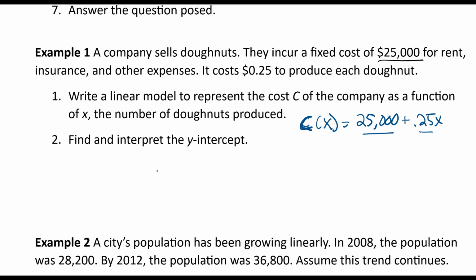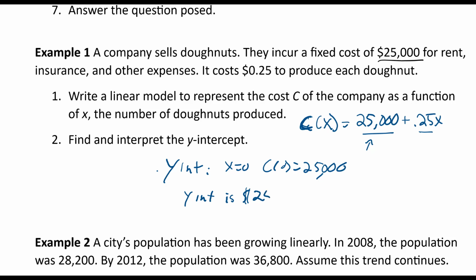It says find and interpret the y-intercept. So the y-intercept is going to be the constant part. When x is 0, C of 0 is going to be 25,000. So the y-intercept is 25,000, which is the fixed cost. Let's go on to example 2.